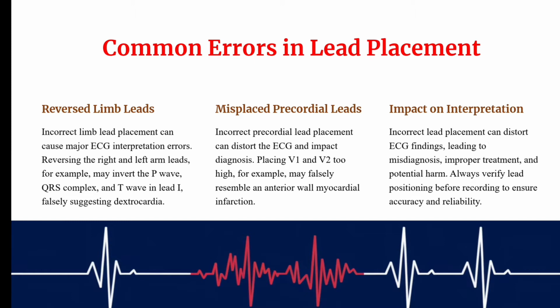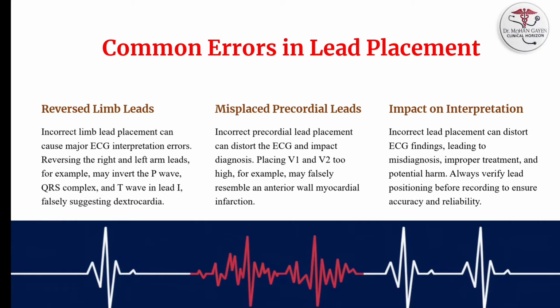Common errors in lead placement. Incorrect lead placement can significantly distort ECG findings and lead to misdiagnoses. For example, reversed limb leads can cause inverted waveforms, leading to the incorrect assumption of conditions like dextrocardia. Misplaced precordial leads, such as placing V1 or V2 too high, can mimic anterior wall myocardial infarction. These errors highlight the importance of meticulous placement and verification of lead positions. Proper lead placement ensures the accuracy and reliability of the ECG, crucial for correct diagnosis and treatment.